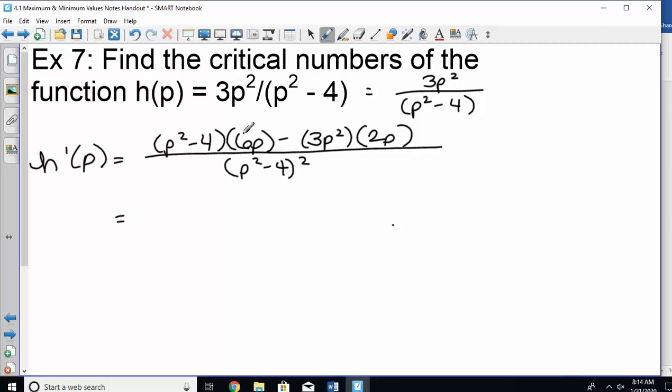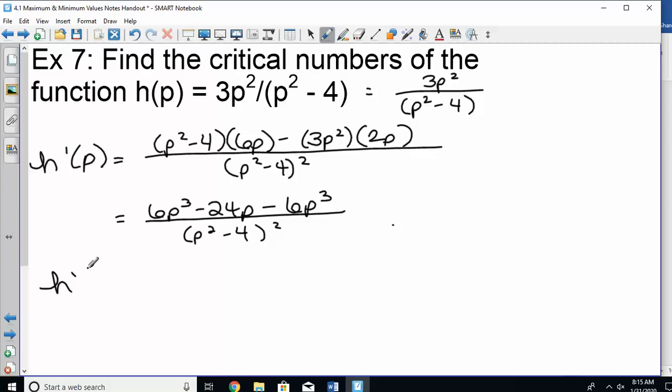We need to clean this up, so we're going to distribute the 6t through the top. And that gives me a 6p cubed. What happens? So we are left with 24p over p squared minus 4 squared. Negative 24p.